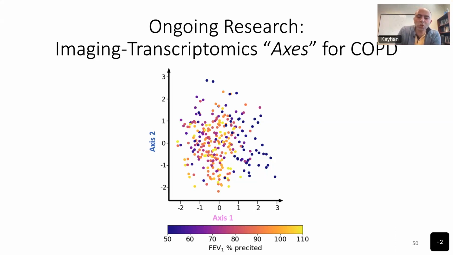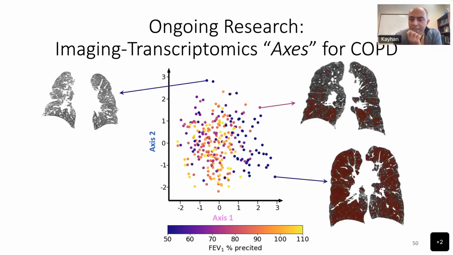So let me show you some prototypical patients here. Here are examples of the CT images, coronal view, and the red color represents emphysema regions. So these cases on the right, you see a lot of emphysema. The one on the bottom, there's a lot of red. There are a lot of emphysematous regions in the lung of this patient.